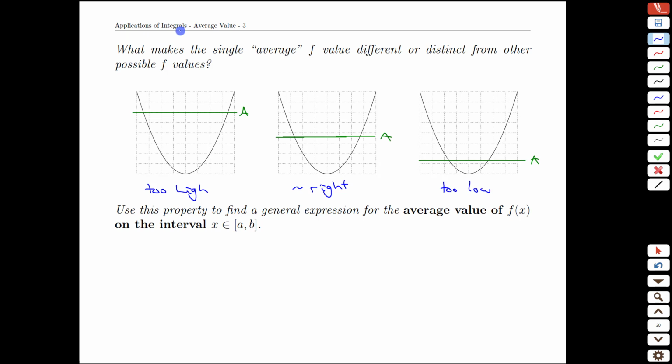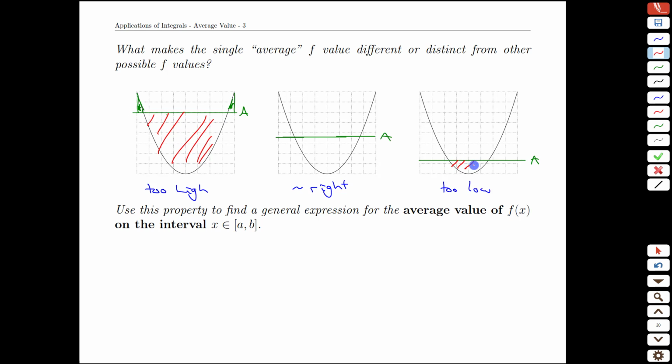Well, knowing that we're connecting this to integration, one of the ways to define this is areas. If this was our average value, notice how little area there is above the line that we drew compared to the area below down here. There's an imbalance. This average is not average because less of the graph is above and more of the graph is below this line that we drew.